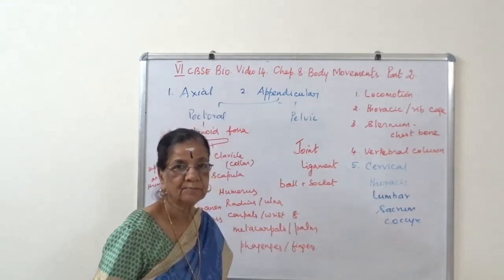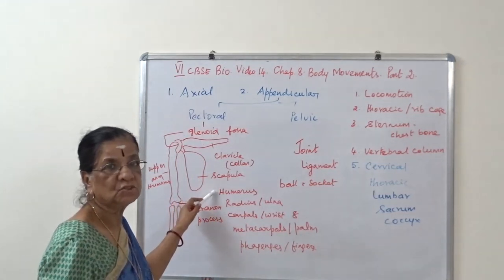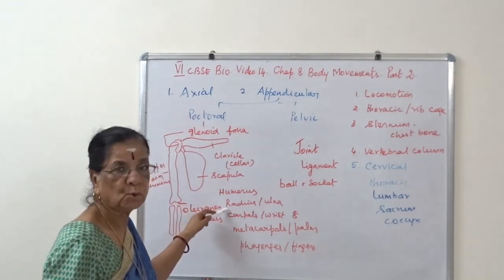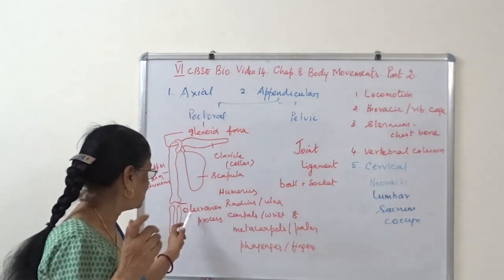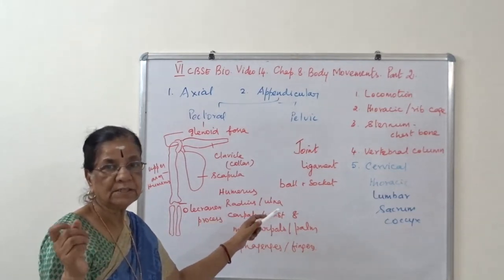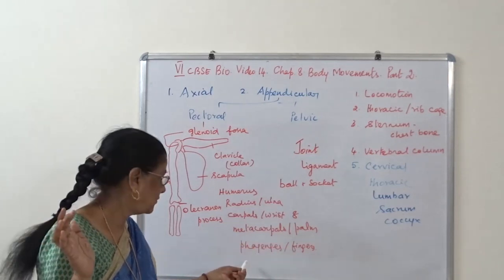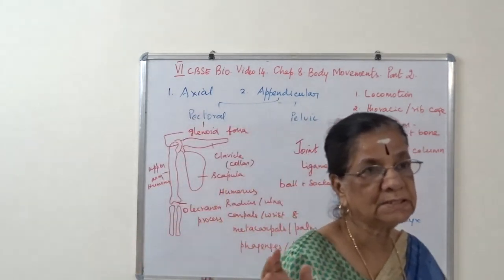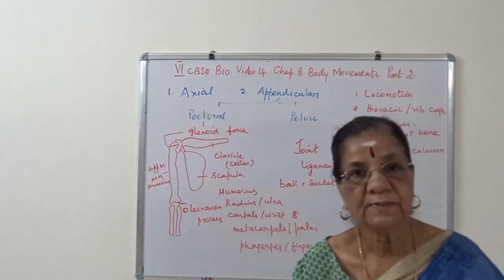I hope you understand. Then we learned about the humerus, bone of the upper arm, then the forearm, radius and ulna. The upper arm ends with the olecranon process, and then carpals or wrist with 8 bones, metacarpals 5 bones, that is the palm, and phalanges or fingers. I hope you understand. This is our video number 14. I hope you have understood.